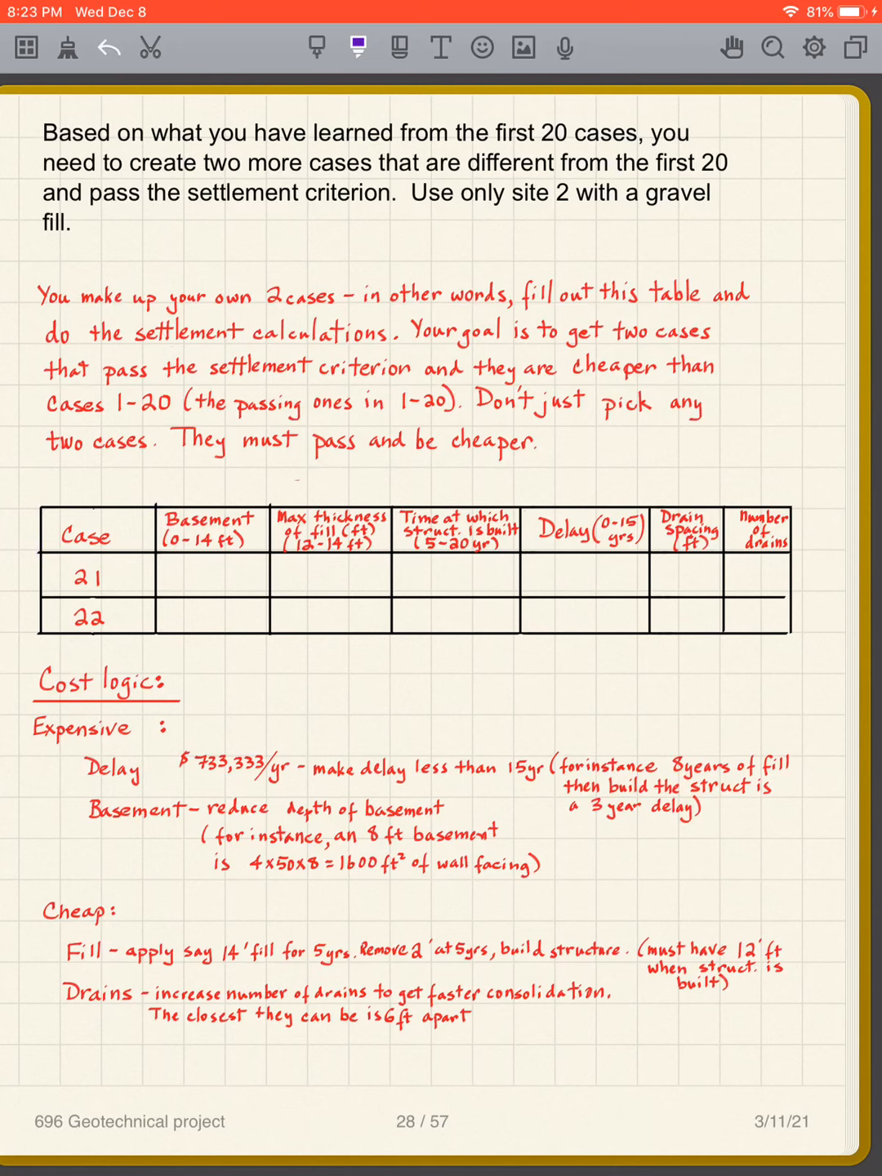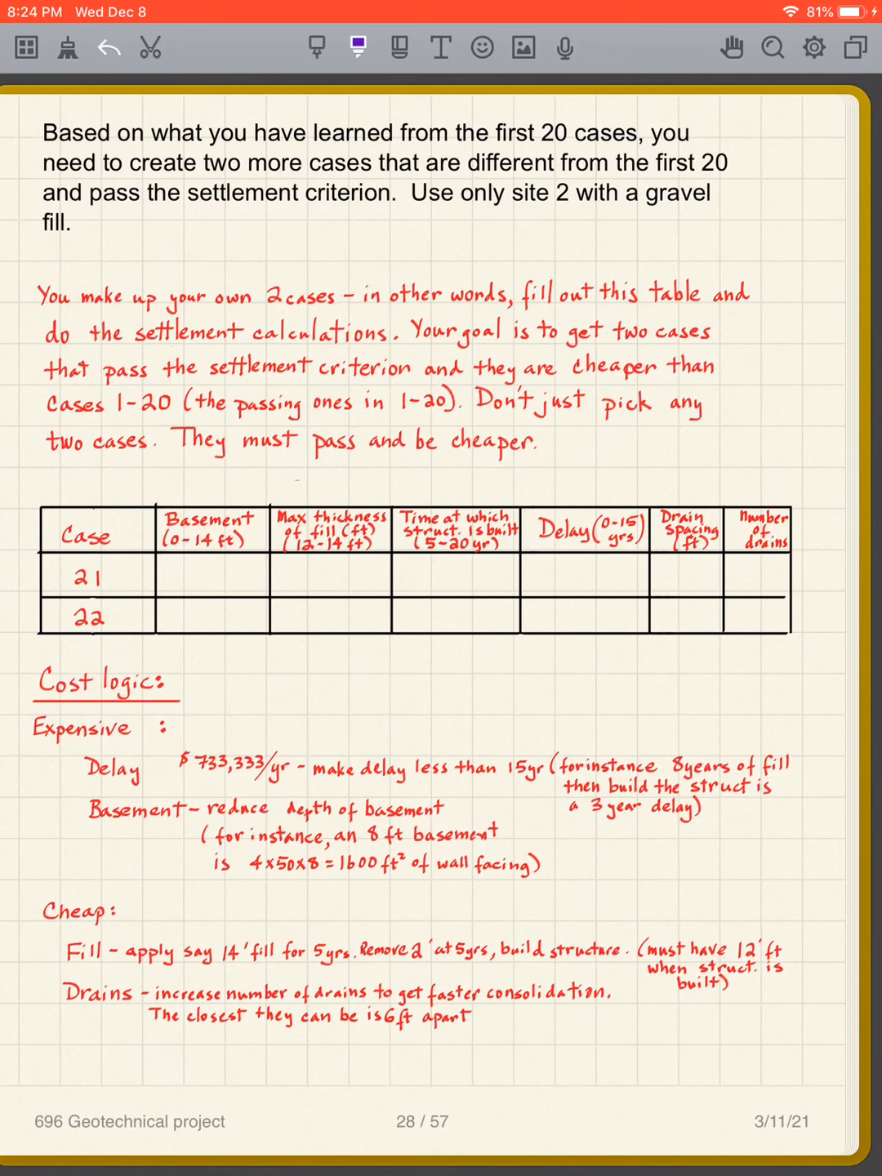So I want you to look at your data, look at your results, and use your gut feeling. This is where you learn something, and then you have to see what works, what doesn't work, and come up with an answer that is better than the cases I gave you. There's a better one out there, I'm going to tell you that. Sometimes I say there's a little competition to see who can get the cheapest one. But you have to make up your own 2 cases.